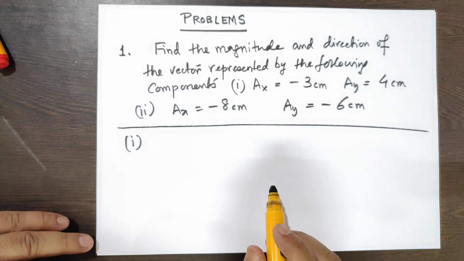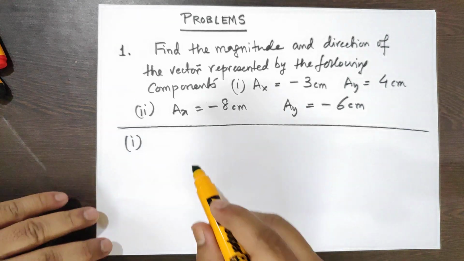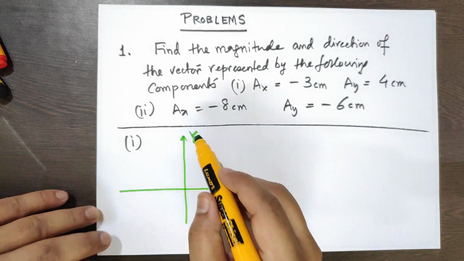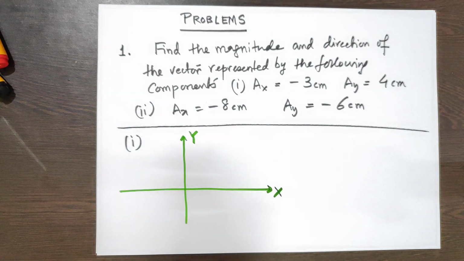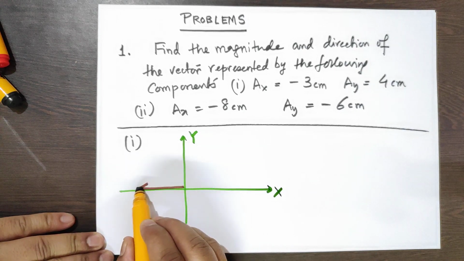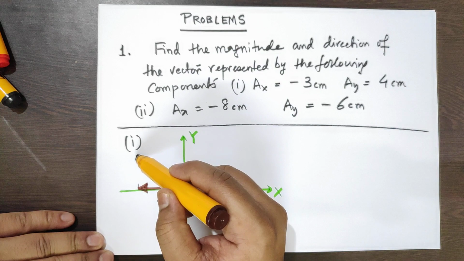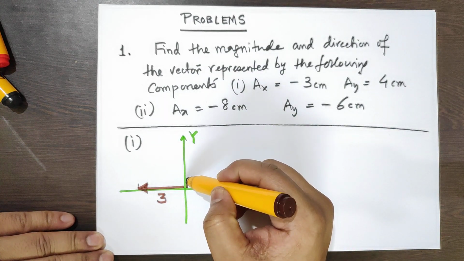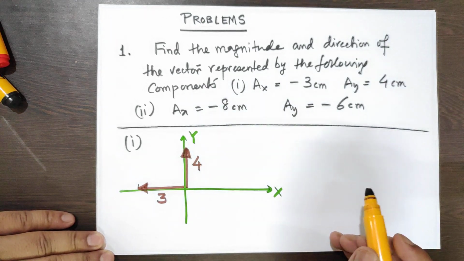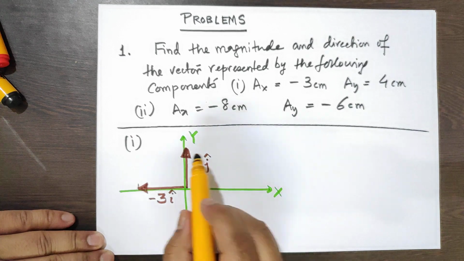So in part 1, AX and AY are given. That means it is a vector in 2 dimensions, 2D. There is no Z component. So let's draw the X and Y axis, and AX equal to minus 3 means the X component is minus 3 this way, and the Y component is 4. You can draw 4 here if you like triangle; if you like parallelogram, you have to draw 4 here, doesn't matter. So this makes the vector minus 3 i cap, and this makes the vector 4 j cap, and this is the resultant vector.